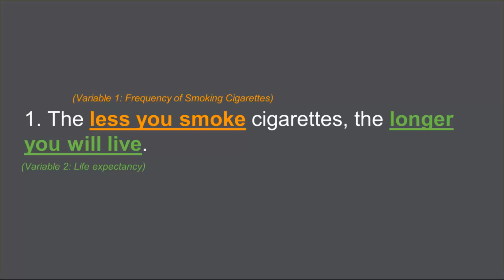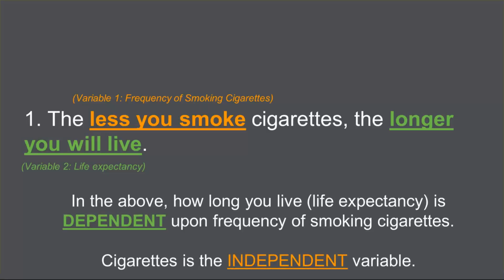What the book then talks about is a real key distinction, which is which one is the dependent variable and which one is the independent variable. If you think about this statement, how long you live, your life expectancy, depends upon the frequency of smoking cigarettes in this particular example. Smoking is independent because the amount you're smoking is not dependent on how long you will live. Instead, how long you will live is dependent on how much you're smoking. I know that can be very confusing and I know it trips up a lot of folks, so let's look at the other one with the cheeseburgers as well.